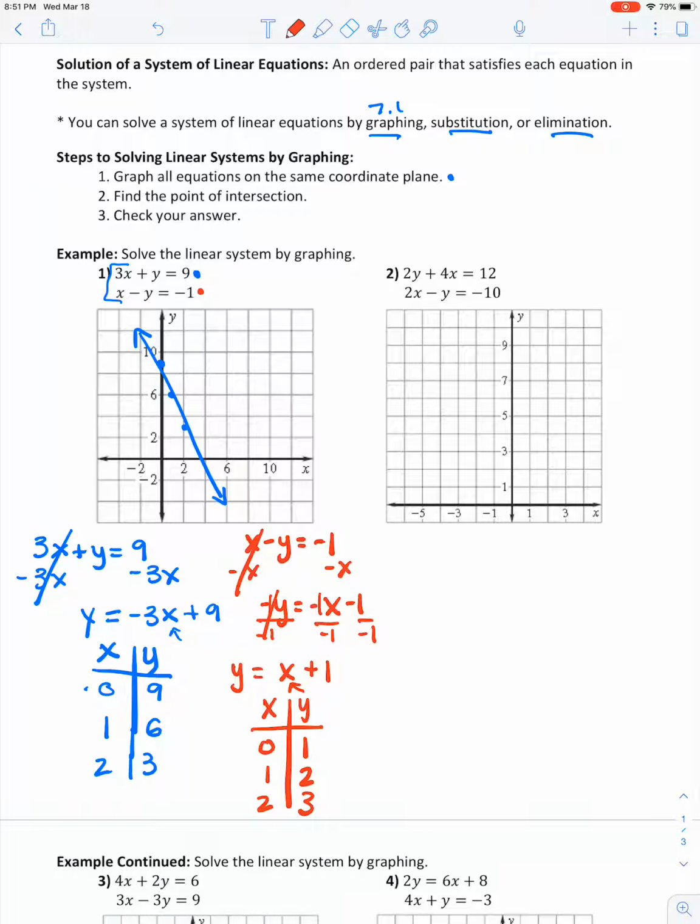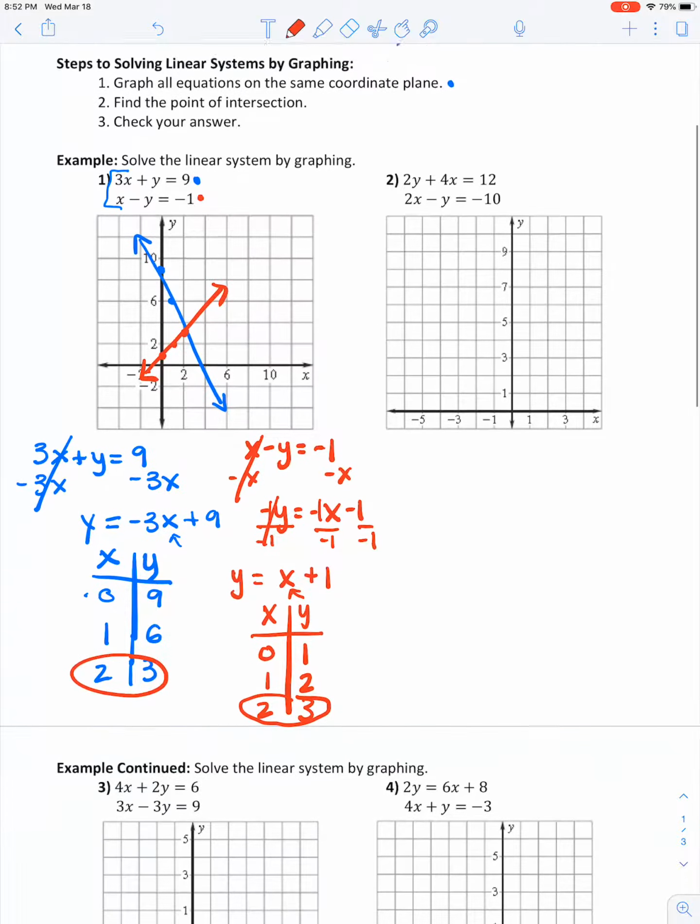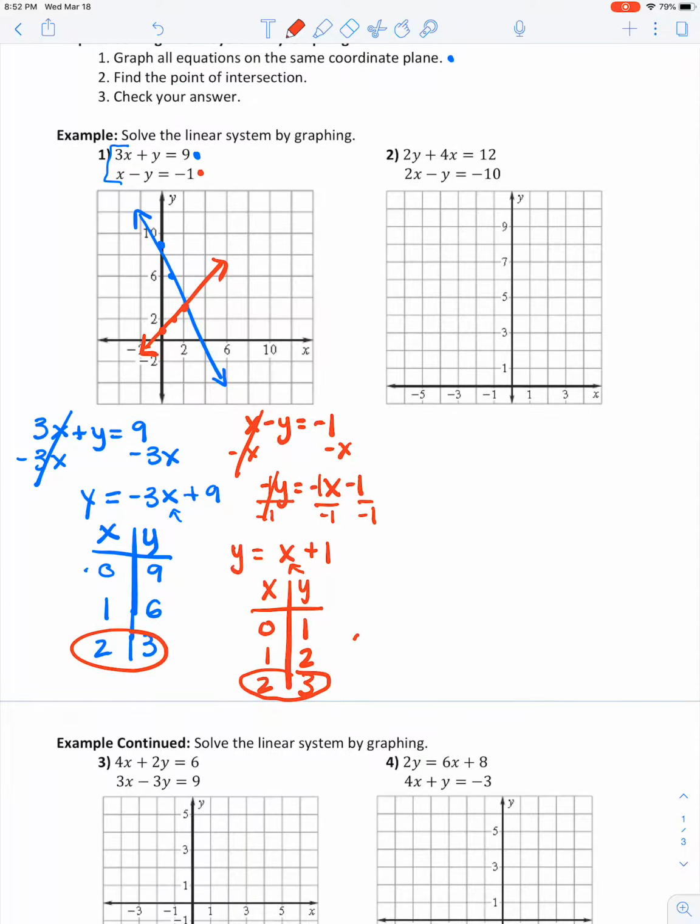So I'm going to go ahead and graph these lines now. We have (0, 1), (1, 2), and (2, 3). Noticing that this (2, 3) point right here looks like our solution to the system. So both the blue line and the red line intersected at the point (2, 3). So that is my answer: the coordinate point (2, 3).